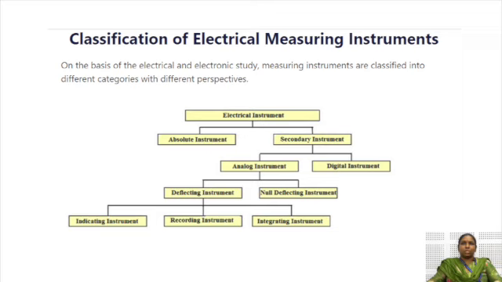Classification of electrical measuring instruments: it can be absolute or secondary. Under the secondary instruments, it is further classified as analog and digital instruments. Analog instruments can be of deflecting type or null deflecting type. In deflecting type instruments, it is classified as indicating instruments, recording instruments and integrating instruments.